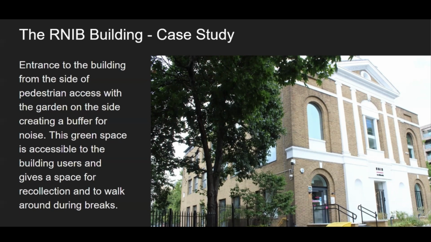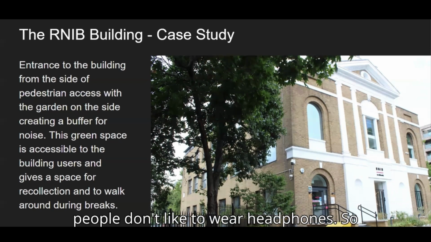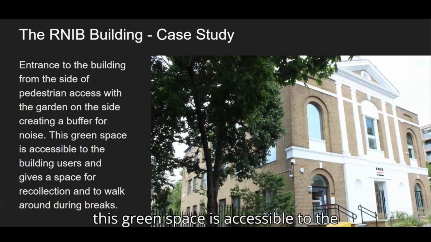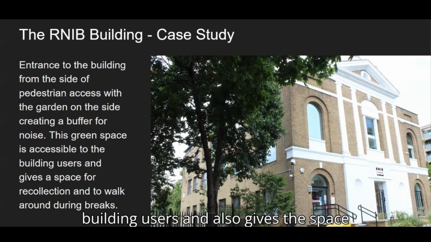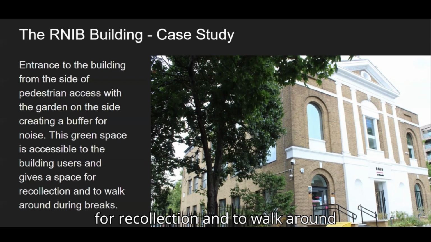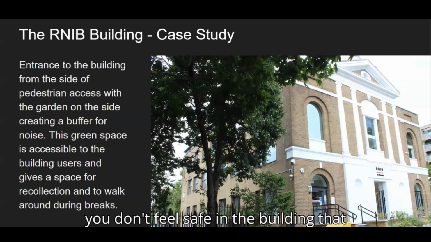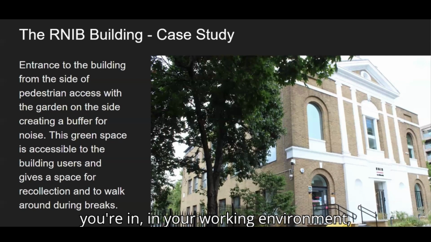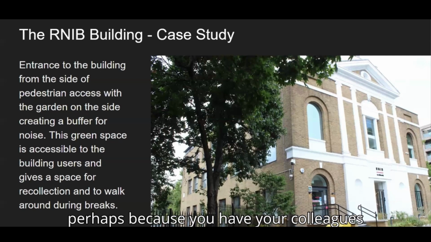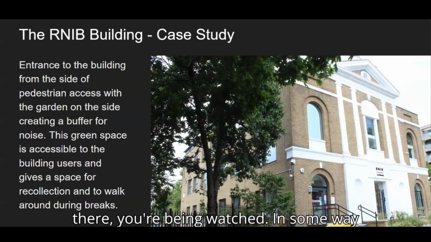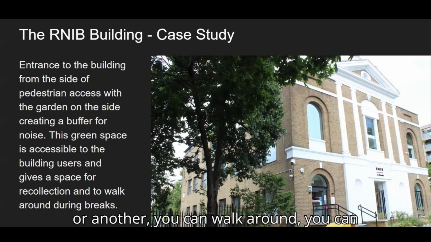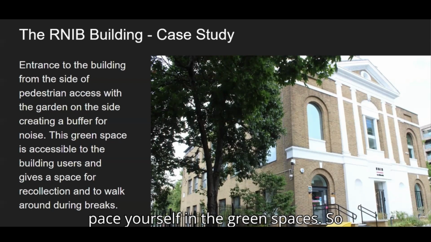You might have noise canceling headphones, but some people don't like to wear headphones. This green space is accessible to the building users and also gives the space for recollection and to walk around during breaks. So if you're having a trigger, a meltdown, a panic attack, you don't feel safe in the building that you're in your working environment, perhaps because you have your colleagues there, you're being watched in some way or another, you can walk around, you can pace yourself in the green spaces.